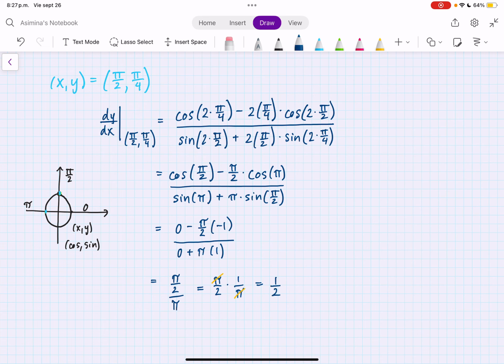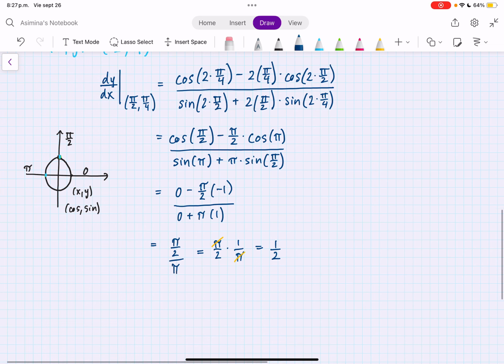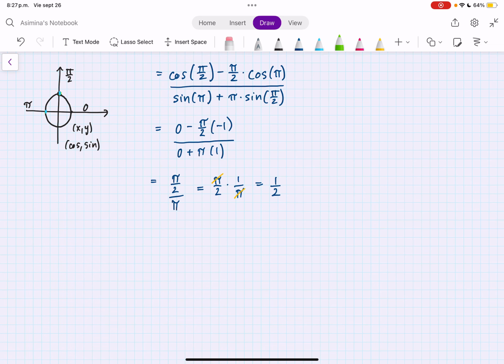So what does this tell us? This tells us that the slope of the tangent line to the curve that we started with at the point pi over 2, comma pi over 4 is 1/2. Now to get the equation of this tangent line, we can use point slope form. So if I have a point x naught, y naught and slope m, point slope form tells me the equation of the line is y minus y naught equals m times x minus x naught.